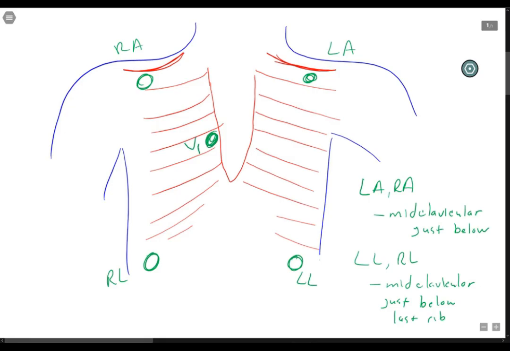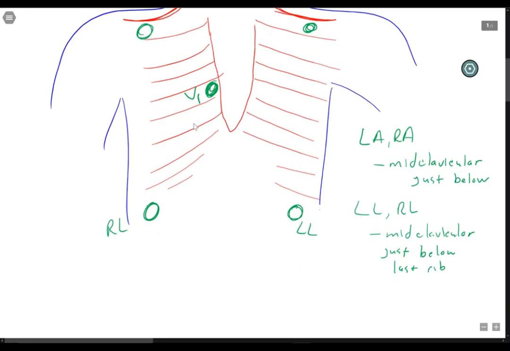We're going to call it V1. So I'll start making a list here. V1 is in that fourth intercostal space. Inter means between. Costal refers to the ribs. Fourth intercostal space. And this one is to the right, just to the right of the sternum. You don't want to put it on the bone. You want to put it just to the right.